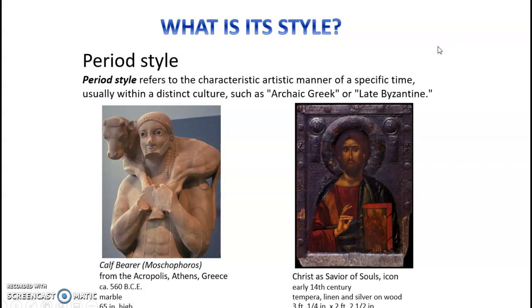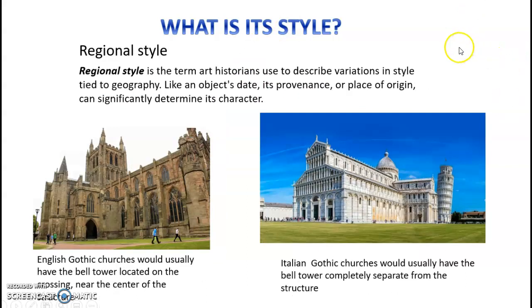Another thing is period style. The one on the left is pretty good as far as figuring out a period style. This is an archaic sculpture, and one of the visual stylistic characteristics that you can see from it is the smile. We know this was made somewhere around 500 BCE because that was during the archaic period in ancient Greece.